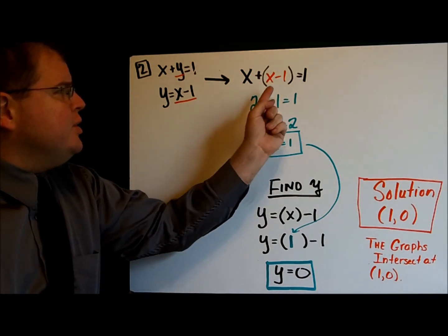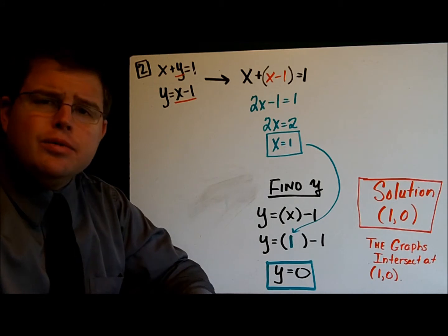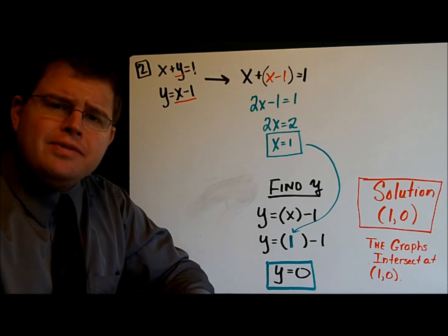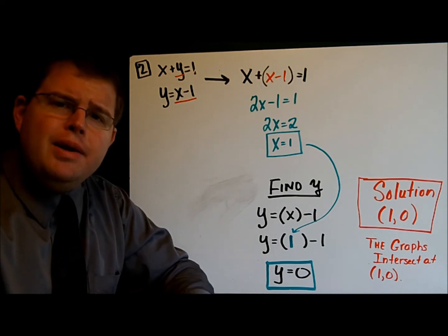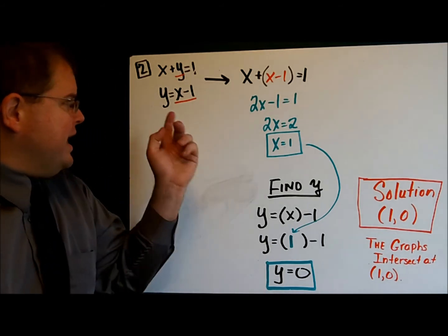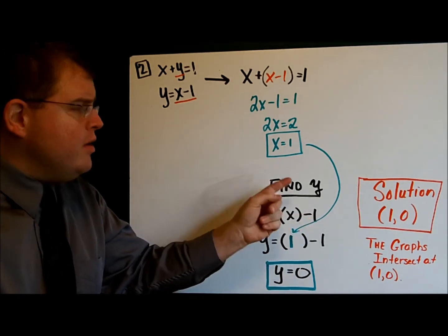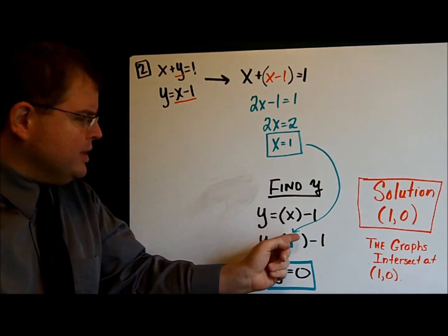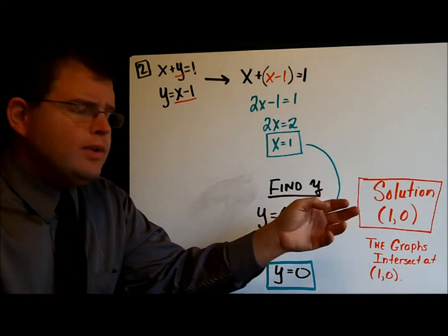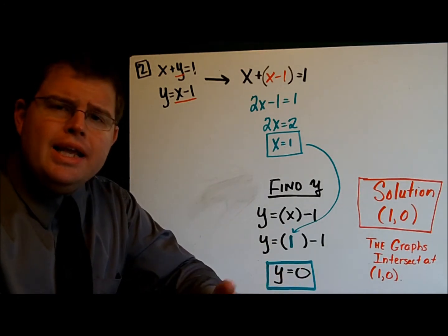x plus x is 2x minus 1 equals 1. 2x equals 2, so x equals 1. We now have the x value that will show where these two graphs would intersect. But remember, we need both an x and a y. Well, the y is actually quite simple to find because once again, y equals x minus 1. So y is x minus 1. We already know what x is, so we just plug it in. y equals 1 minus 1, or 0. So the solution to this system is 1, 0. x equals 1, y equals 0.